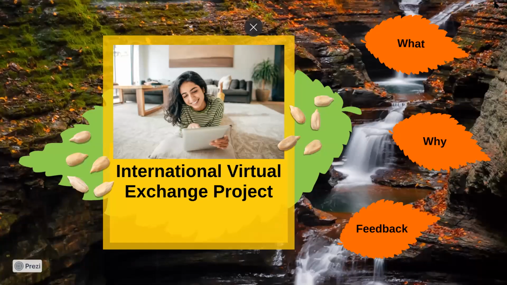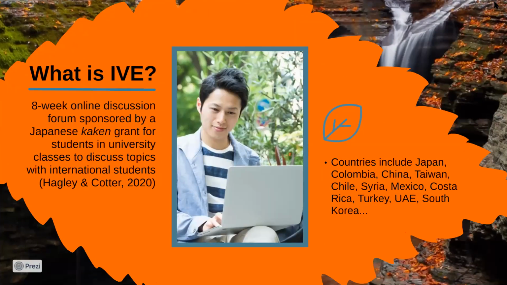Okay, so the IVE project is basically an online discussion forum bringing together students who are learning English from a variety of countries. It provides the opportunity for them to communicate asynchronously with each other, all the while giving them a venue to practice their English and learn about other cultures. Some good points about it are that it doesn't cost individuals or even institutions anything. It's all paid for by a Japanese Kakenhi grant.